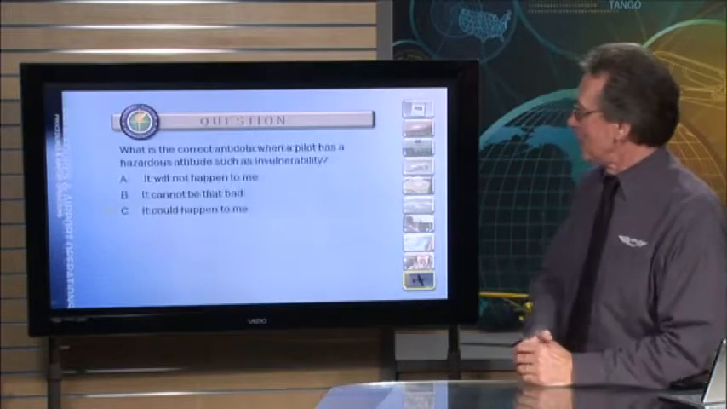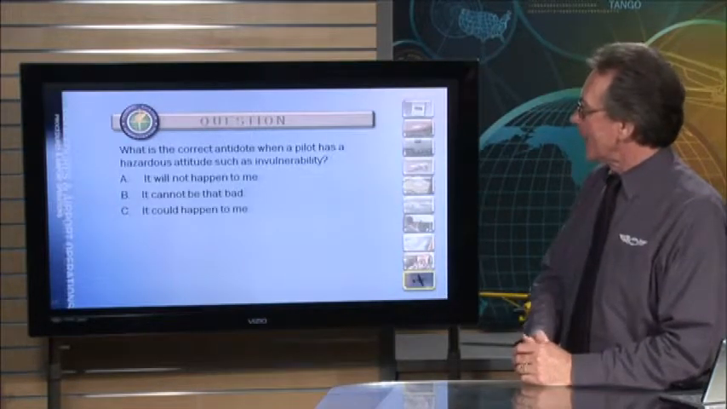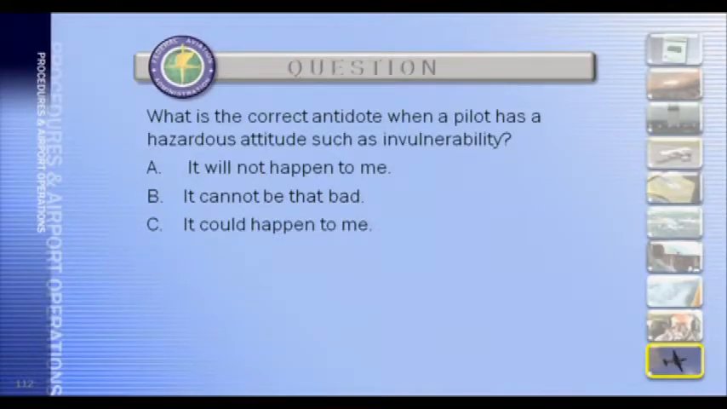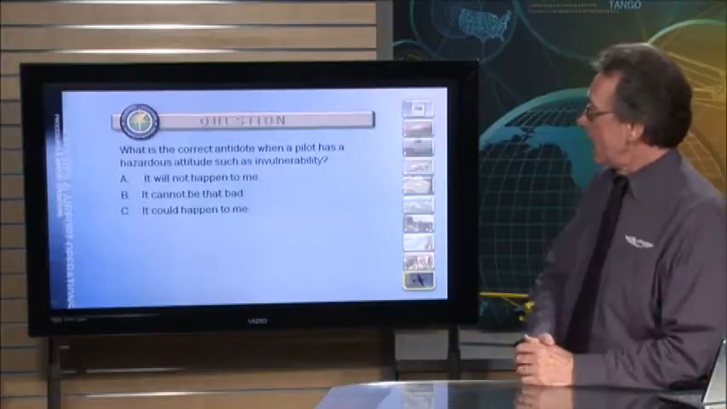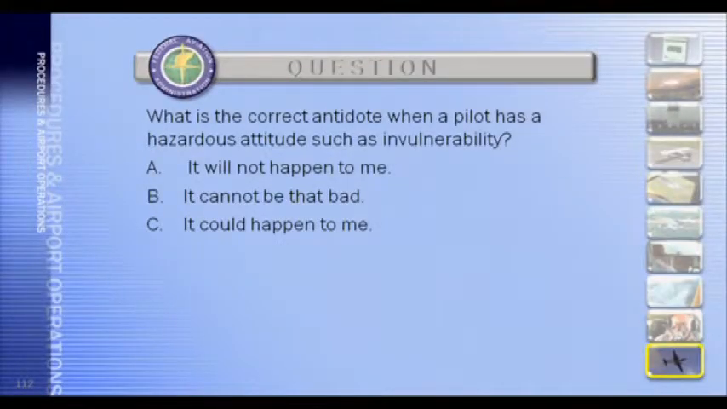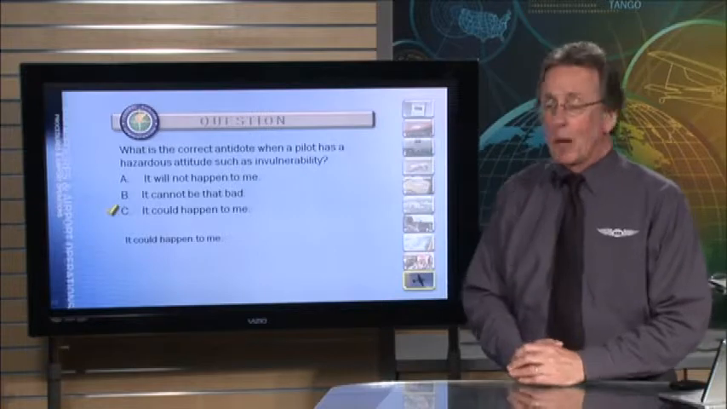Okay, question number 2. What is the correct antidote when a pilot has a hazardous attitude, such as invulnerability? A, B, or C? Let's answer that for you. What is the correct antidote when a pilot has a hazardous attitude, such as invulnerability? C, it could happen to me. Of course it could. Remember that.